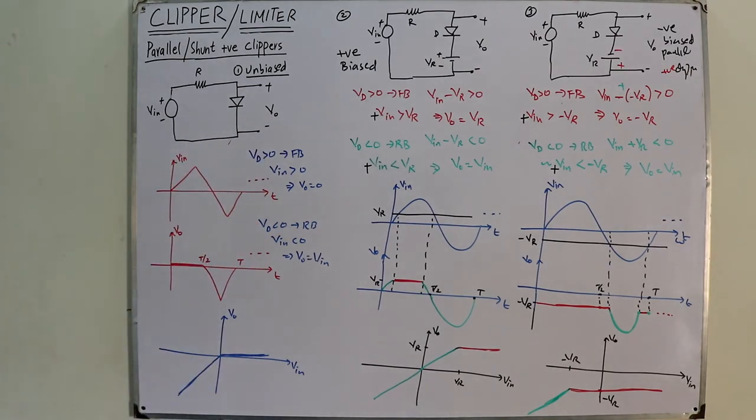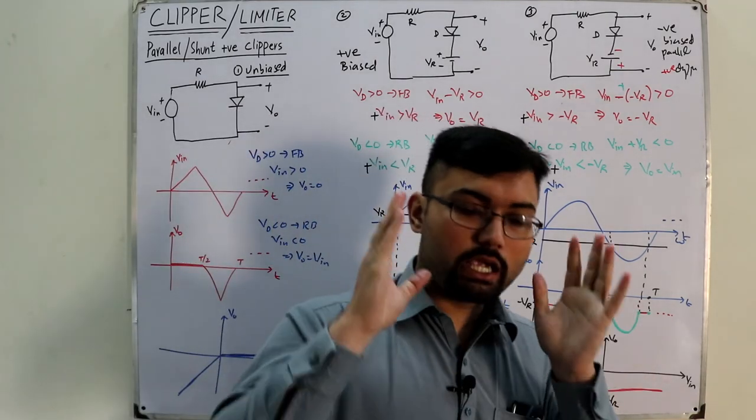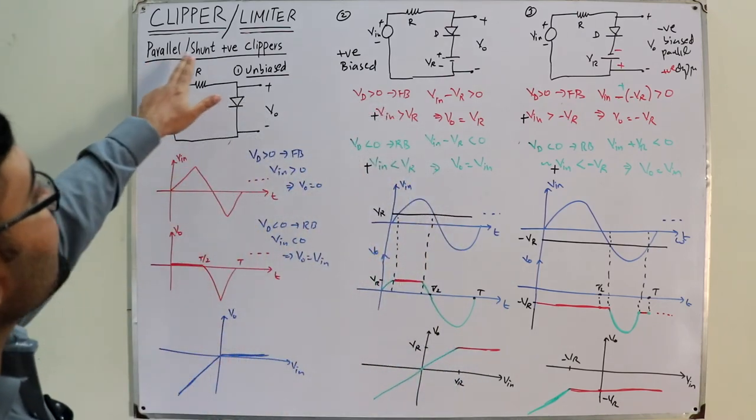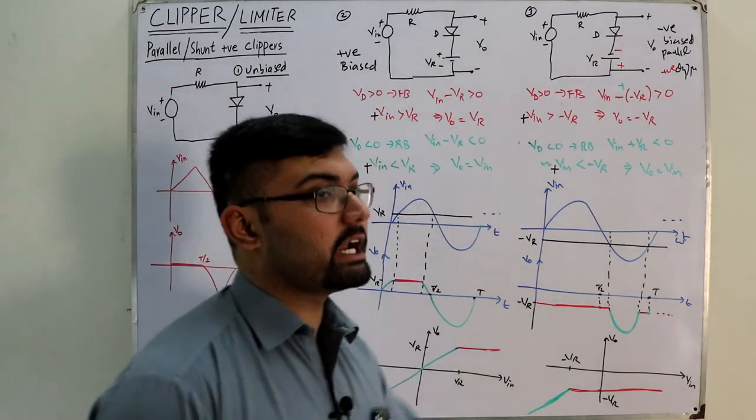And that is it about it. That is everything you have about the clipper circuit or the limiter circuit. We have discussed each and every case one by one. So this one was for the parallel shunt positive clipper: unbiased, positive biased, negative biased.